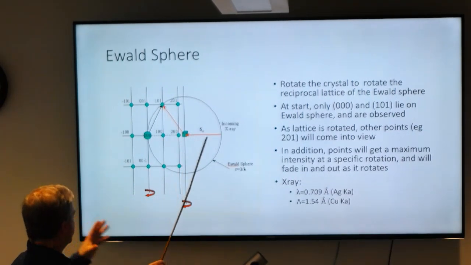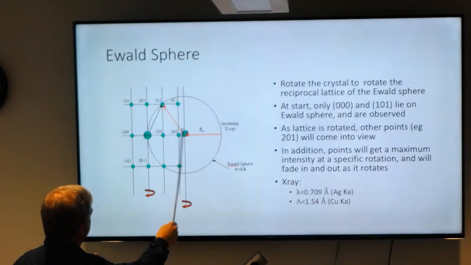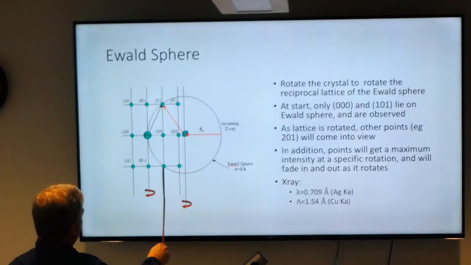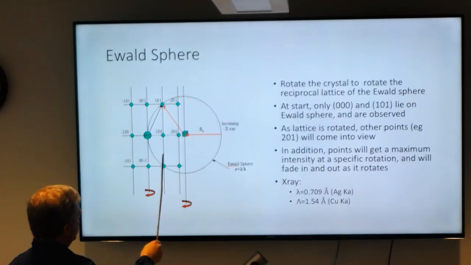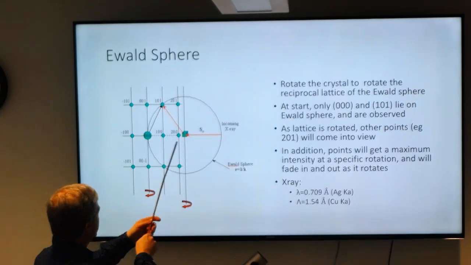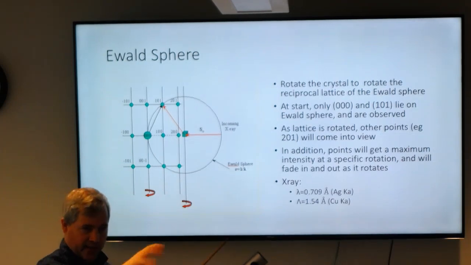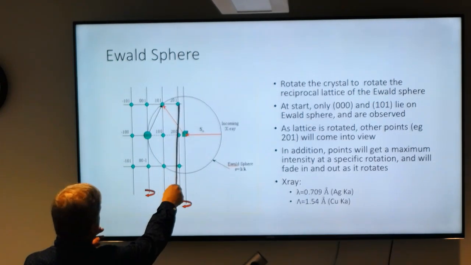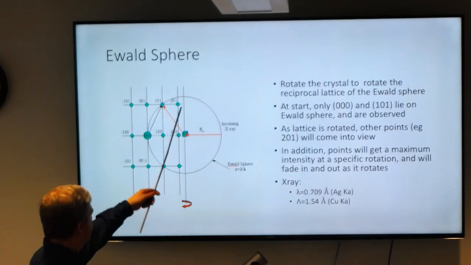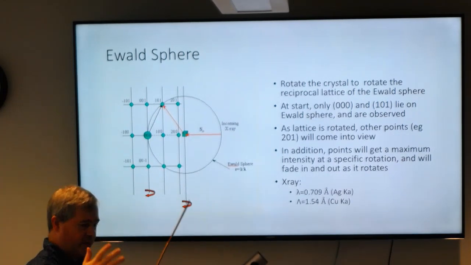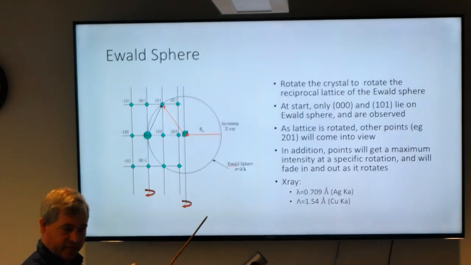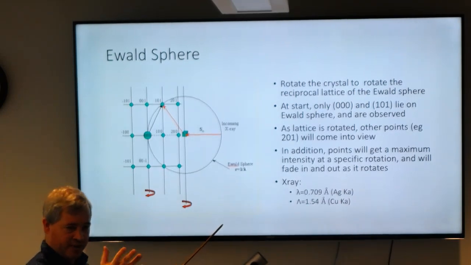So this lattice exists in space, but what you actually collect on the X-ray pattern is only where the lattice hits the sphere. So you rotate the crystal, which effectively rotates the lattice, and you can see that this point would move out of the sphere, and this point would move into the sphere, and then you would observe different points. As you rotate the crystal itself, you see a change in the diffraction pattern, and the spots appear and disappear as you rotate.